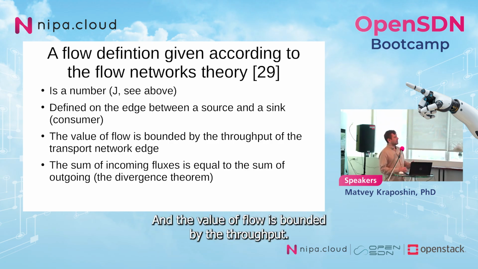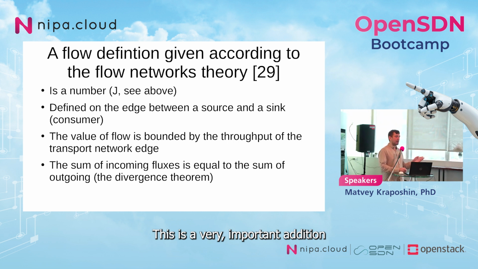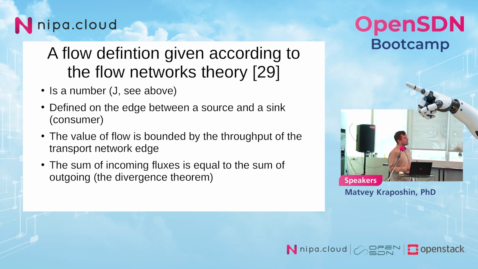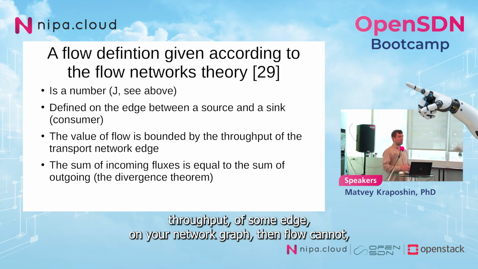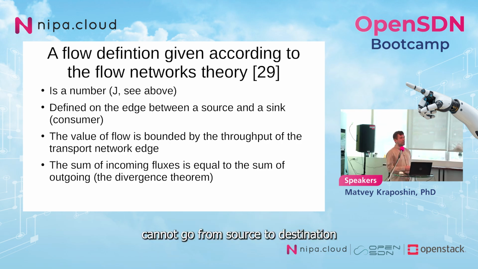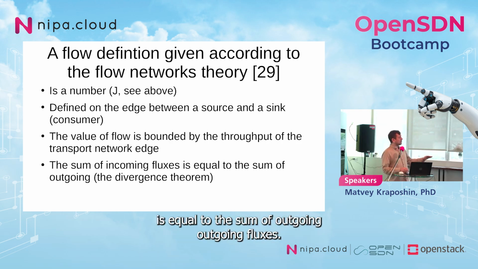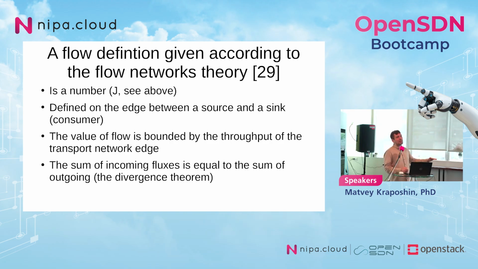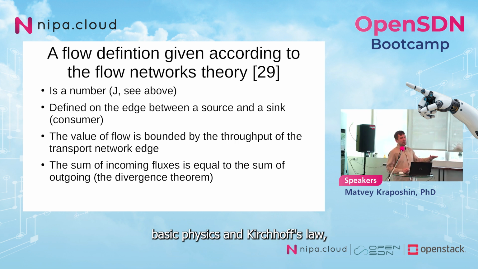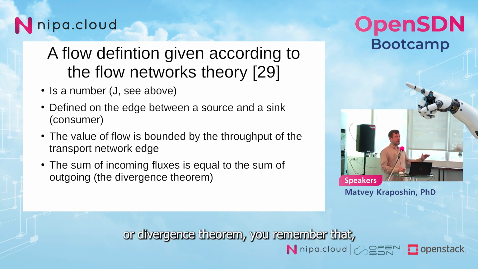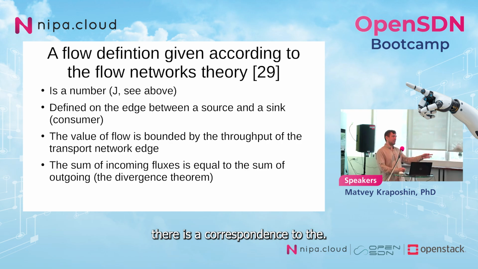And the value of flow is bounded by the throughput. This is a very important addition, because if you have a maximum throughput of some edge on your network graph, then flow cannot go from source to destination beyond it, because it will get stuck. And the sum of incoming fluxes is equal to the sum of outgoing fluxes. If you remember basic physics and Kirchhoff's law or the divergence theorem, you remember that there is a correspondence to them.